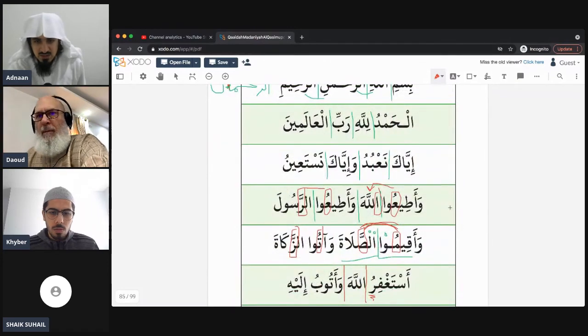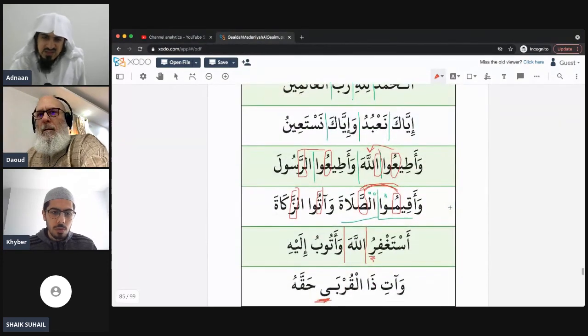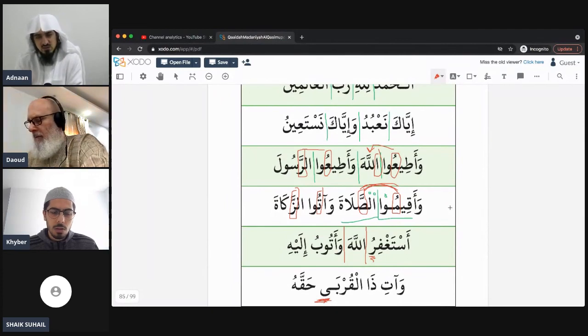Okay, so that's the most common? These are the ones they brought. These are the ones they found. You still find a few others. Like, وَأَطِيعُ اللَّهَ وَأَطِيعُ الرَّسُولِ means obey Allah and His Messenger.